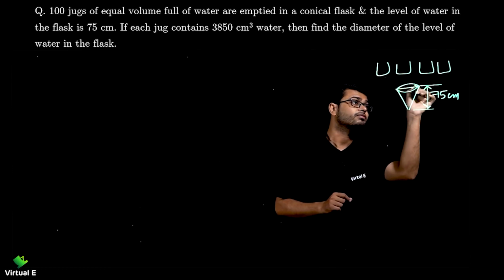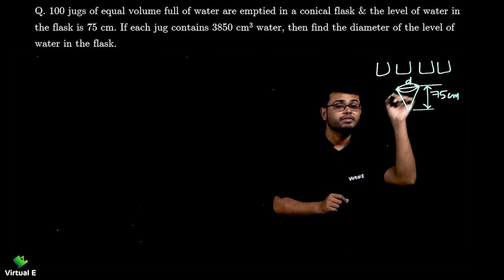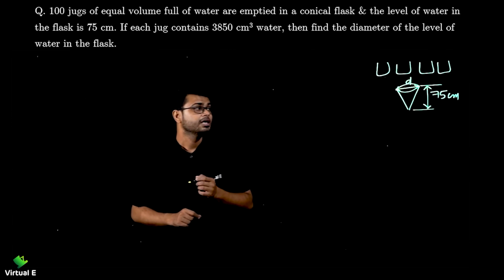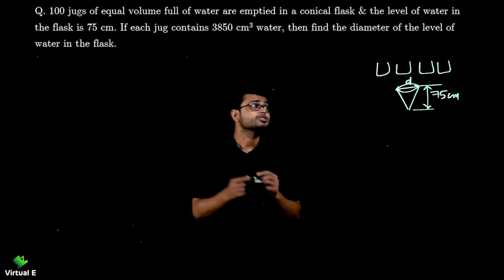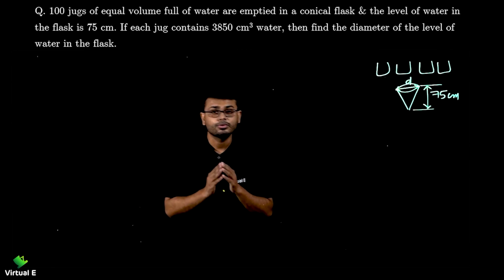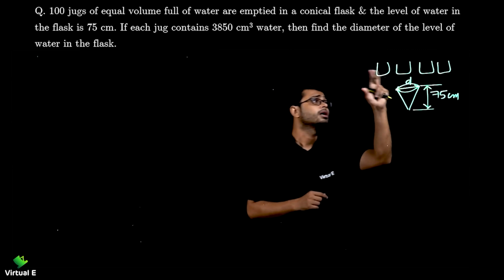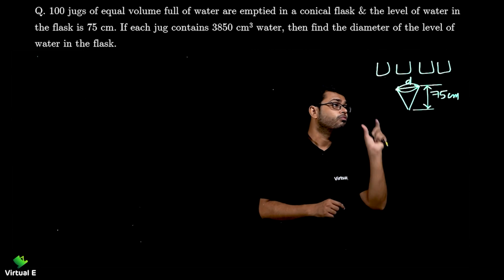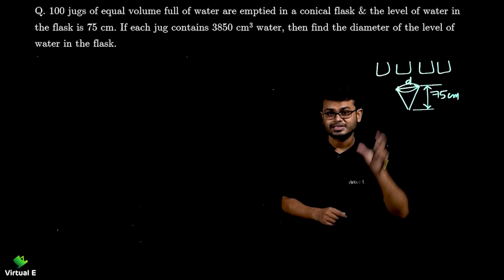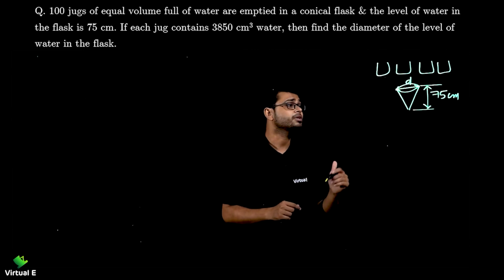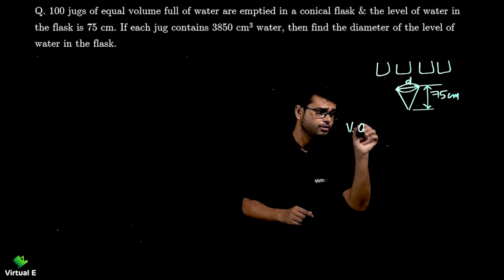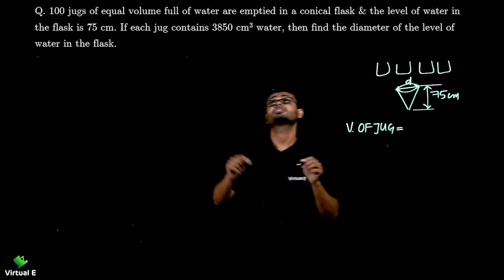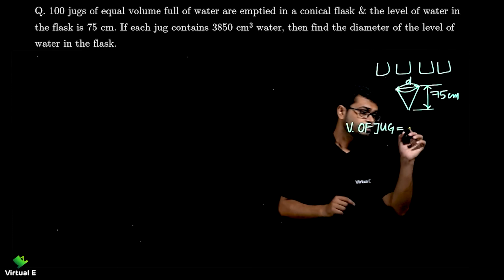So what will be the diameter? Remember, diameter we need to find. First we'll get the radius, then we need to get the diameter. Again, this is a volume. So I'm going to take the volume of the 100 jugs equal to the volume of the conical flask. Simple. So let's write the information. Volume of a jug, how much is it given? 3850.